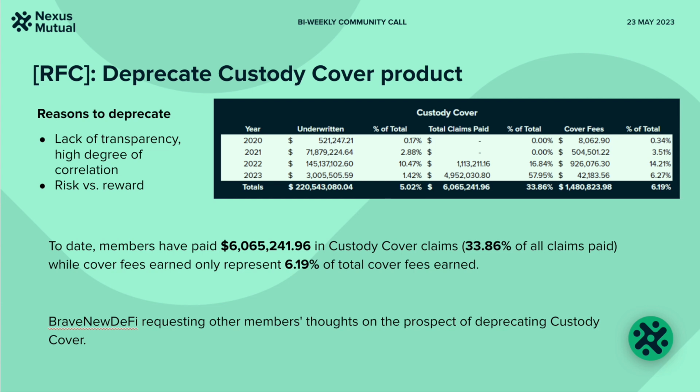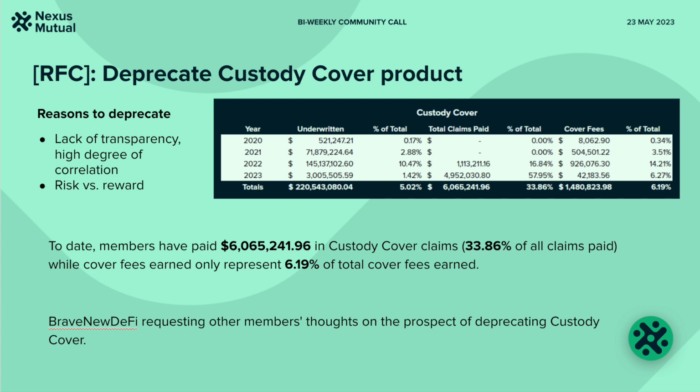And because there's a high degree of correlation, this is something that, in my opinion, while it's a good product, does leave members exposed to too much risk. For context, the amount of cover that's been underwritten for custody cover is about 5% of all cover that's been sold. The cover fees earned are a little more than 6% of all cover fees earned. And the claims paid are almost 34% of all the total claims paid so far. So this is one where it's been fairly costly, and we've paid out more in claims than we've brought in cover fees.